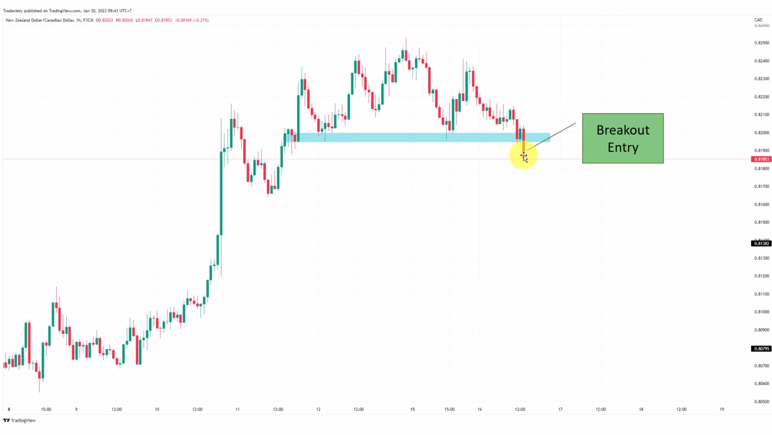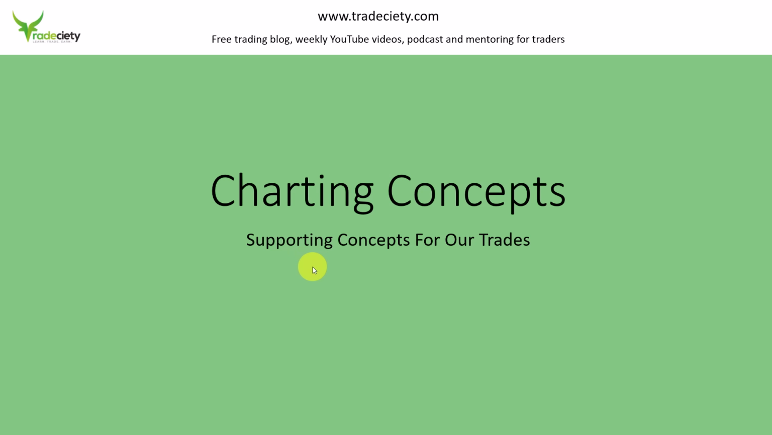So now we have learned about candlesticks, we have learned about chart patterns. Now let's take a look at charting concepts, and those are supporting concepts for our trades. I've briefly shown one example where we just zoomed out and looked for previous swing points, and those are the same. So let's take a look at what we have here for our supporting concepts.